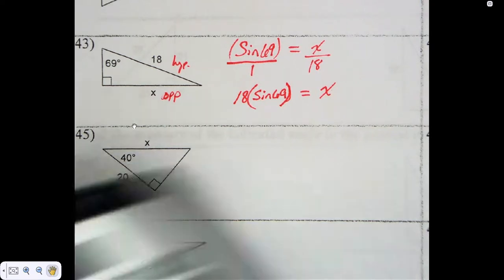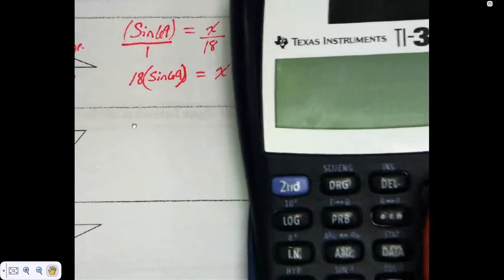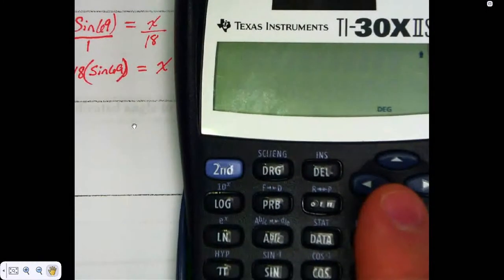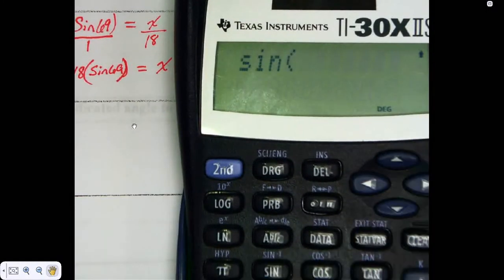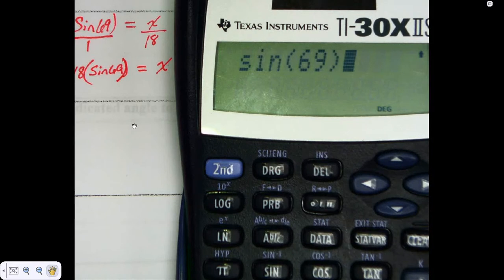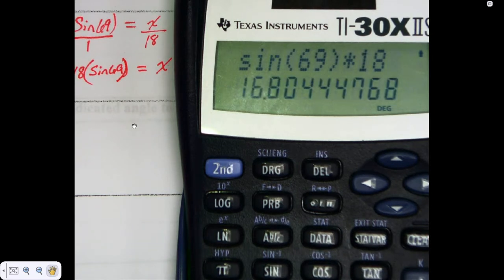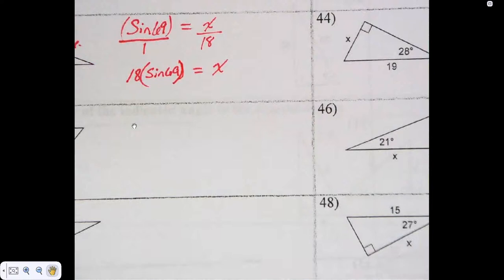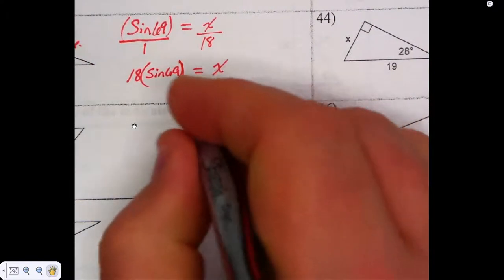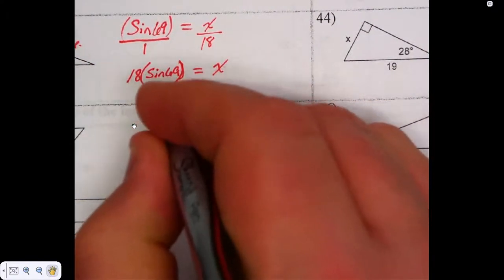So I find the sine of 69. So I'm going to say sine of what? 69. And this is why I want you to close these parentheses. 0.93 times what? 18 equals 16.8. So x is approximately 16 point what?